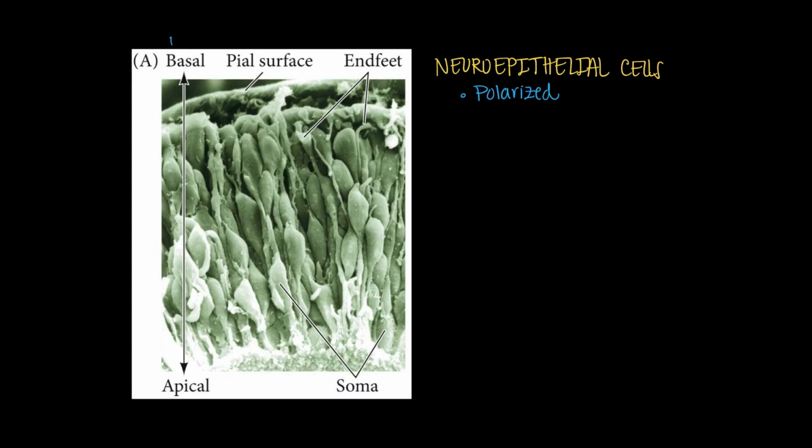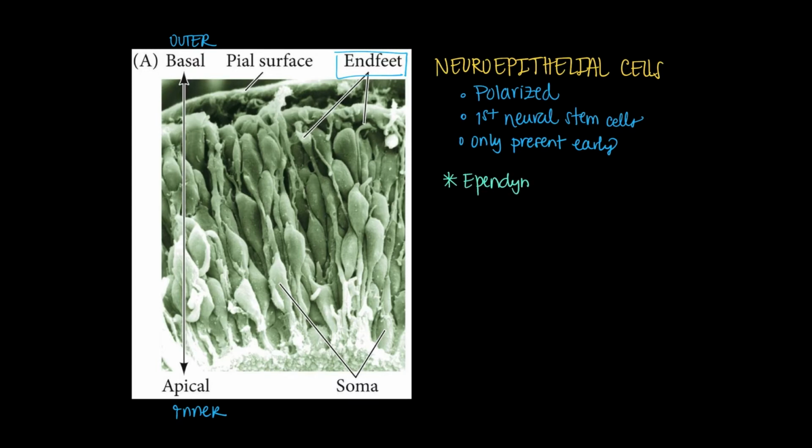At the basal end, which is the outer surface of the neural tube, the cells terminate in end feet. The apical end faces the inner surface of the neural tube. Now, these neuroepithelial cells are important because they are the first neural stem cells of the embryo. That means that since they are the first neural stem cells of the embryo, they're only going to be present early in development. So these cells are only found in the early embryo. And they'll give rise to two populations of cells. One of these populations of cells we've already encountered, and these are the ependymal cells. The other population of cells derived from neuroepithelia are the radioglial cells.